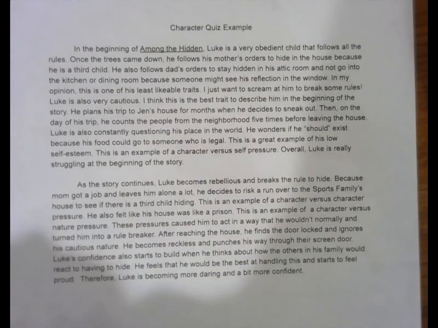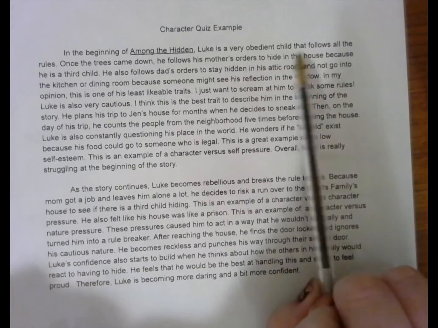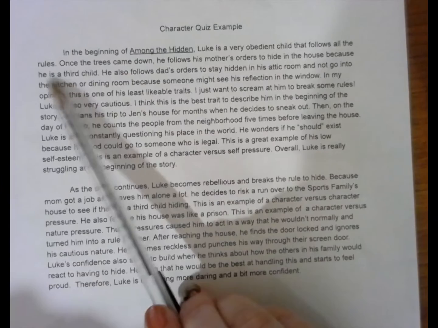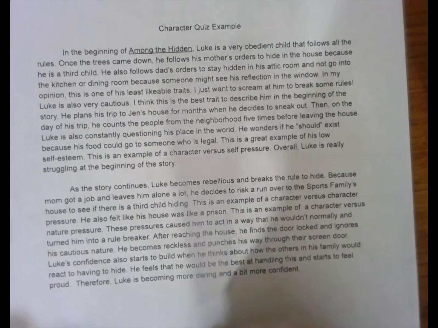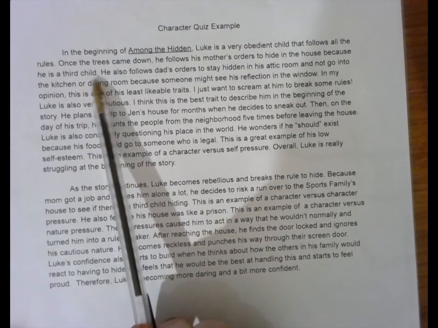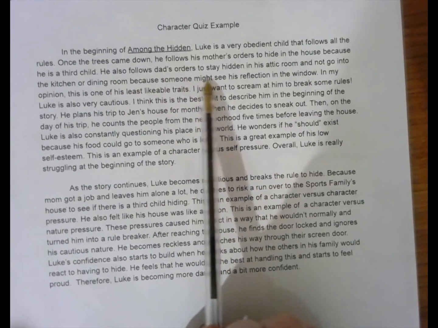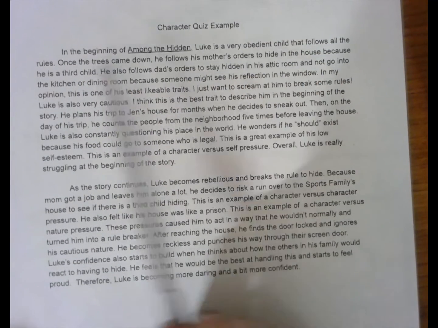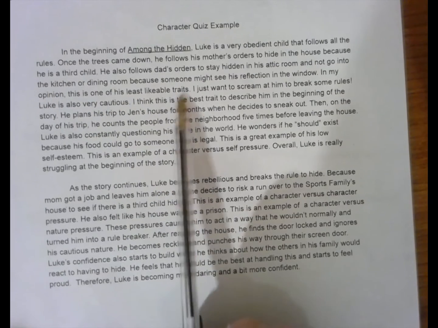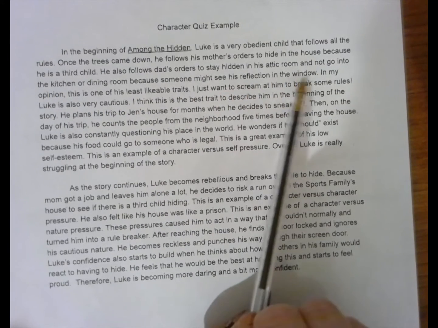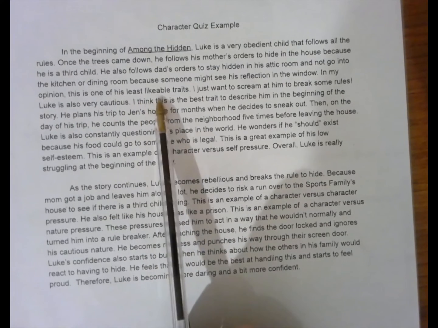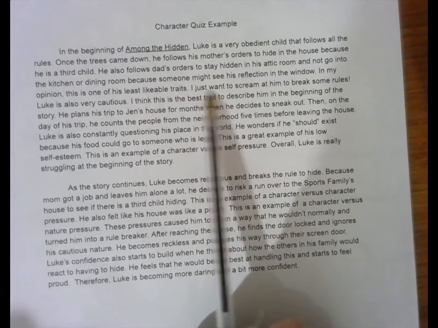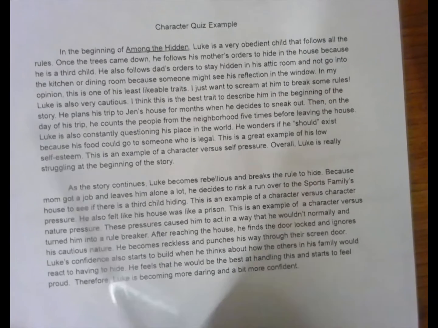So, in the beginning of Among the Hidden, Luke was a very obedient child that follows all the rules. Once the trees came down, he followed his mother's order to hide in the house because he was a 3rd child. He also follows his dad's orders to stay hidden in his attic room and not go into the kitchen or dining room because someone might see his reflection in the window. In my opinion, this is one of his least likable traits. I just want to scream at him to break some rules.